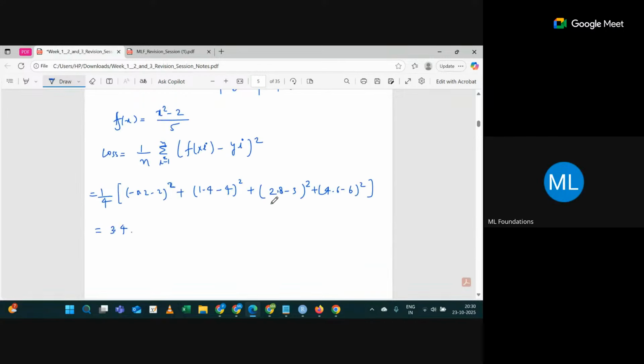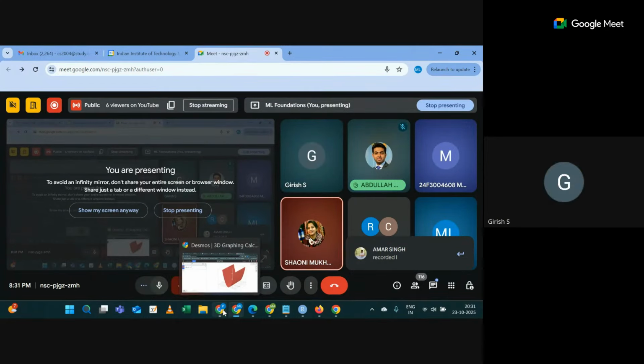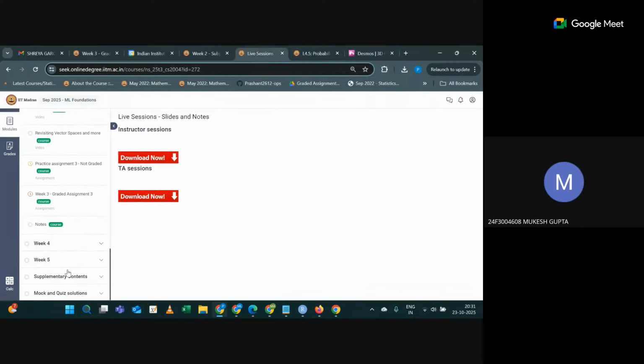Which PYQ? Yes, sir, in the mock test they are asking for the sum of squares, like the sum of square errors in the loss only, not divided by 4. So sum of squares refers to only that square part, not dividing. Maybe you are asking about the method of least sum of squares. Mock question is given. Let's see where it is.